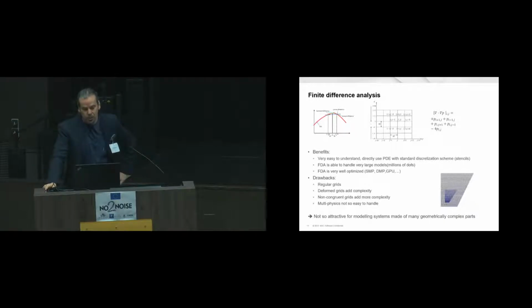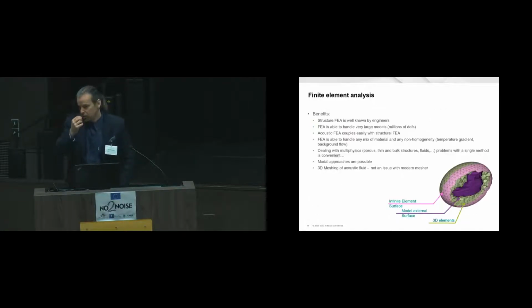The original method is developed on a regular grid. You can use deformed grids, but it starts to be a little bit more complex already. And then it's not enough to deal with really complex problems in terms of geometry, so you need to go to non-congruent grids where you have multiple grids that overlap, and it adds a lot of complexity. When you have multi-physics, it's even more difficult because you have the boundaries between the physics to track, and it makes things difficult. So this method is not so attractive for modeling complex systems made of many geometrically complex parts. That's probably the reason why it's not so used in vibroacoustic problems.